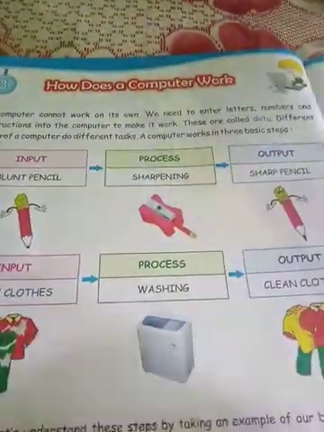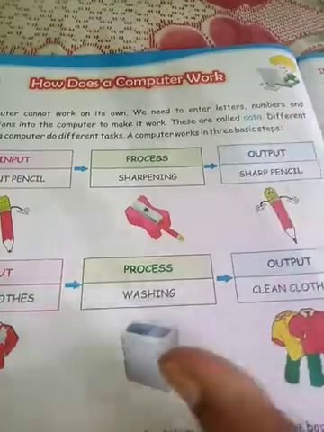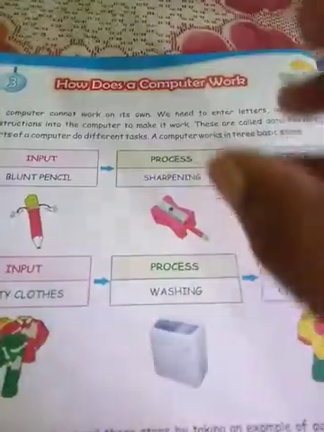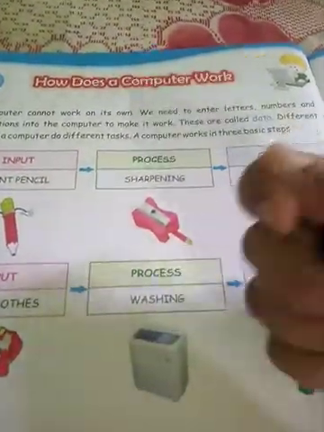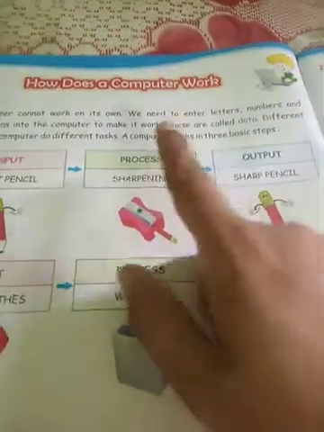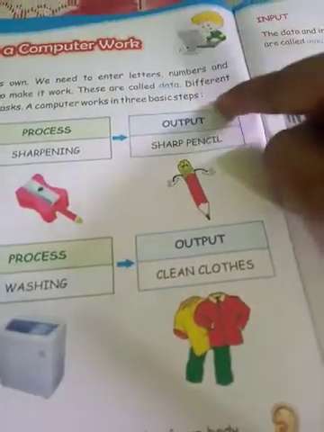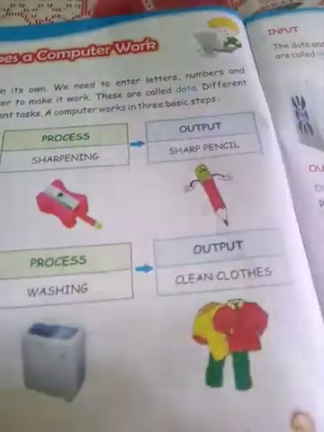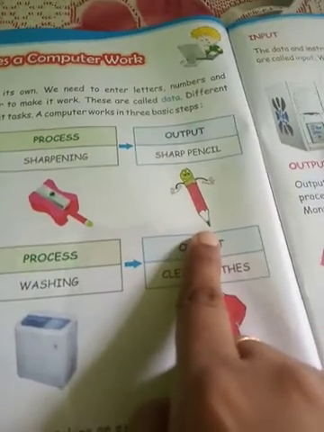Then how you will sharpen the pencil? With the sharpener. So what is the process? Sharpening. What you have to do? You have to sharpen the pencil. So process is sharpening. And third one is you will get the result. What is the result? You will get the sharp pencil.